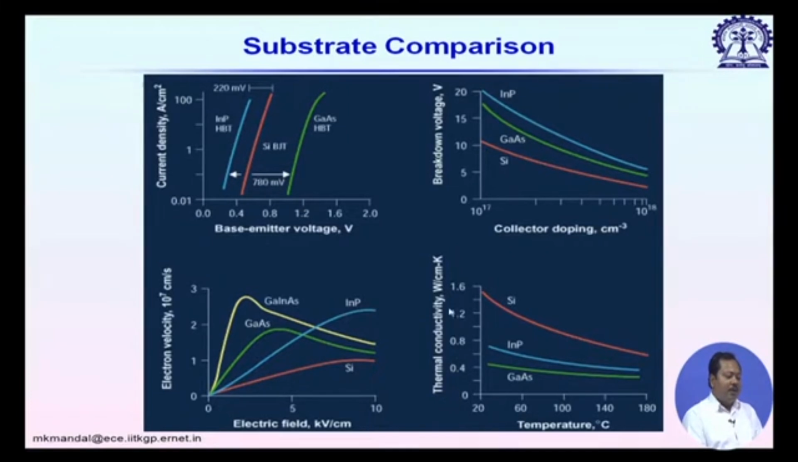Next is thermal conductivity. Thermal conductivity is important because it shows how fast we can remove the generated heat from the device. So, thermal conductivity depends not only on substrate, but is also a function of temperature. You see with increasing temperature thermal conductivity decreases, and silicon has the highest thermal conductivity among these three, and gallium arsenide thermal conductivity is lower.